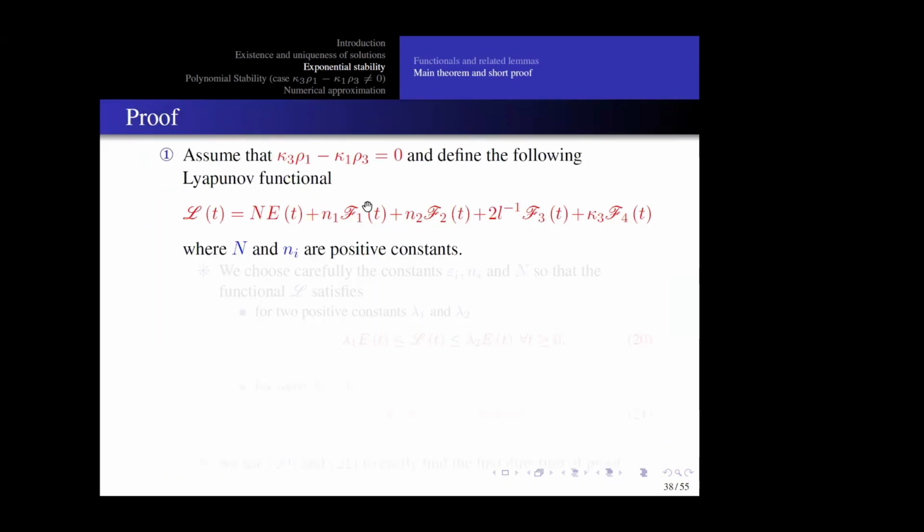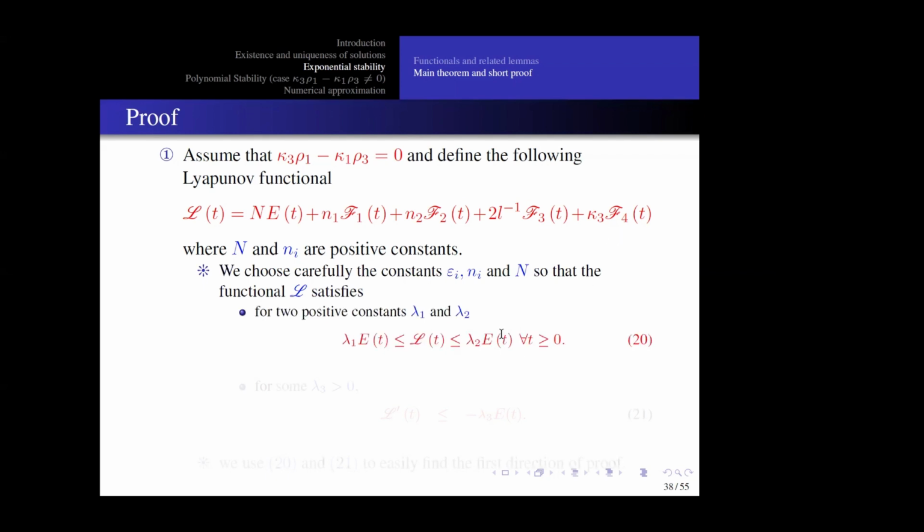And this is what happens. If this is 0, then I'm going to define L to be the energy functional plus perturbations by the functionals I introduced. And then we have to choose all these constants, capital N, N1, N2, N3, kappa 3, in a way so that we get the following equivalence. And that's easy. This is routine work by people in PDE. Why? Because all these terms have only the terms of the energy, so if you make this large enough, you get this equivalence.